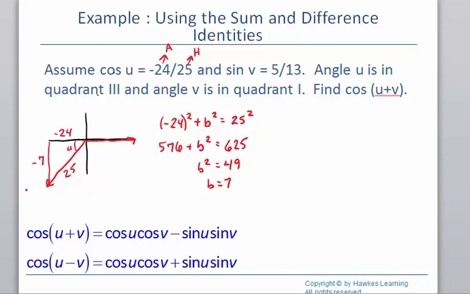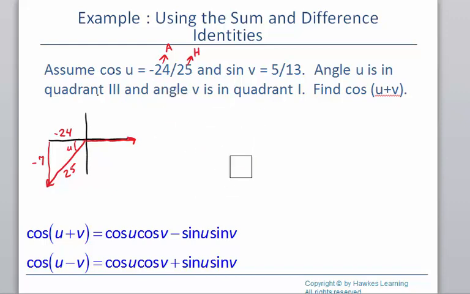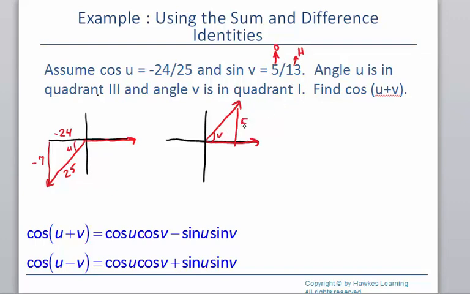Okay, so let's construct a second triangle for v. The problem tells us that v is in quadrant 1. So we'll draw our angle in quadrant 1. We'll drop a line down to make a right triangle. And let's fill in what we know. By SOHCAHTOA, we know that sine is the opposite over the hypotenuse. So the opposite side will be 5. The hypotenuse will be 13.